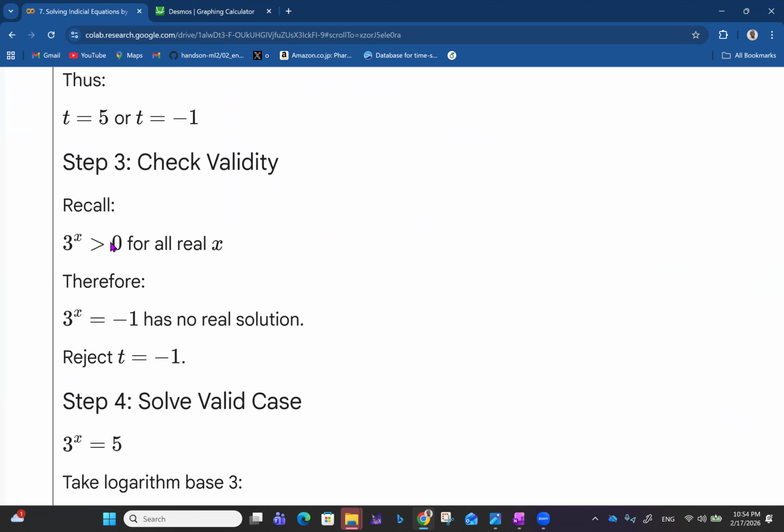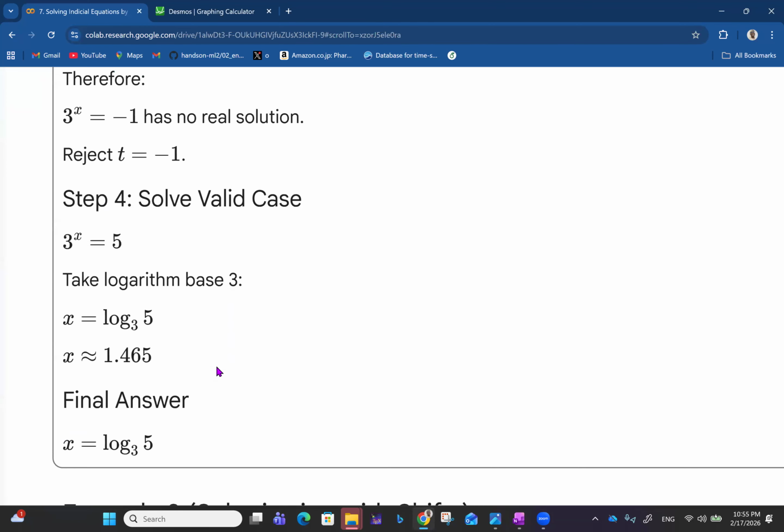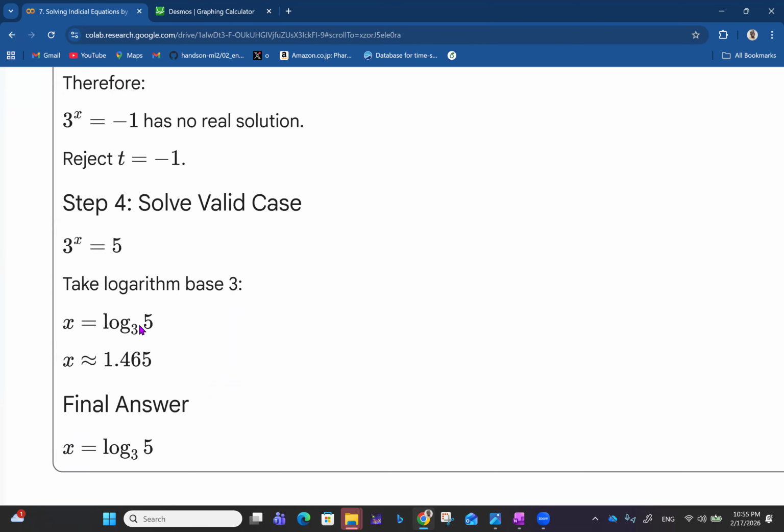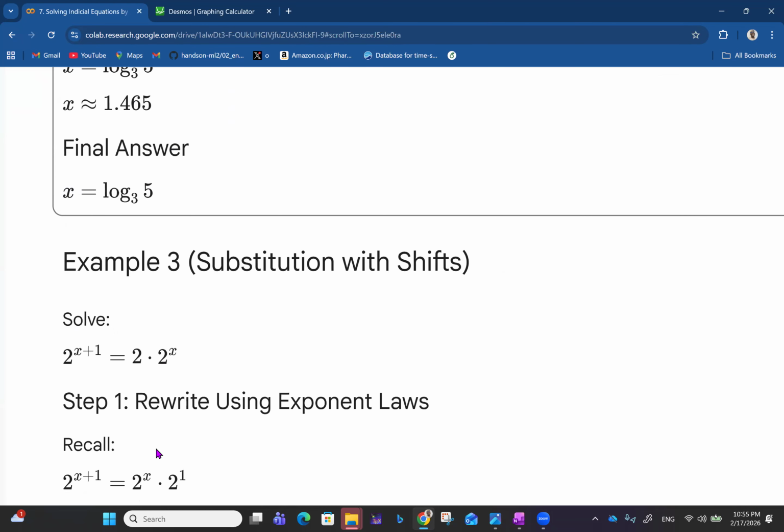Check the validity. 3 raised power x is always greater than 0 for all real x. That is why 3 raised power x can never be equal to minus 1, because an exponent like this is always positive. 3 raised power x is definitely positive, so it can't be minus 1. So this one has no solution. So we reject t equals minus 1 like I did. Then solve for the valid case. 3 raised power x is 5. If you take logarithm base 3, you get 1.465. And the final answer is that x is log 5 base 3, like what we got there.